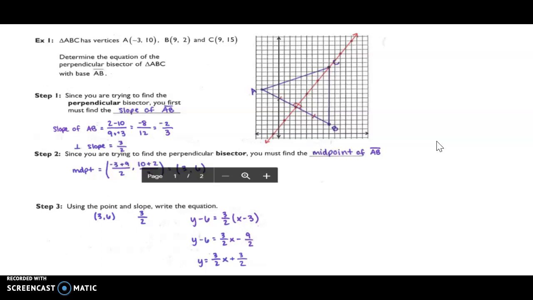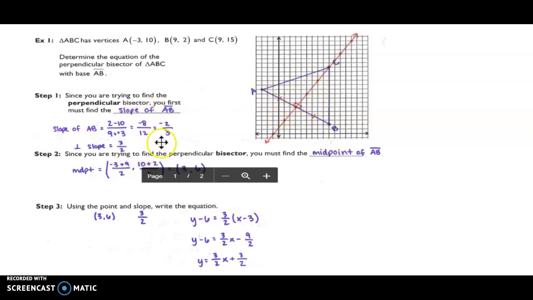We're going to look at perpendicular bisectors and altitudes and medians, and here we're going to start with example one. Determine the equation of the perpendicular bisector of the triangle ABC given the coordinate points with base AB. That's important, because that's the side of the triangle that's going to be bisected.